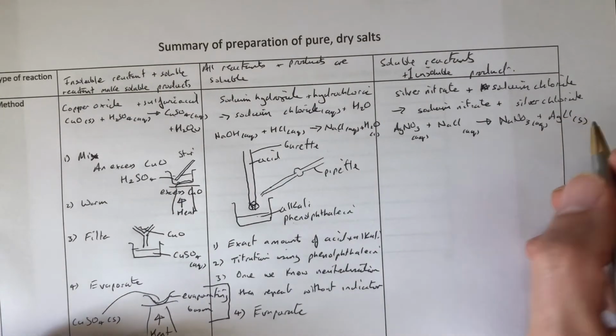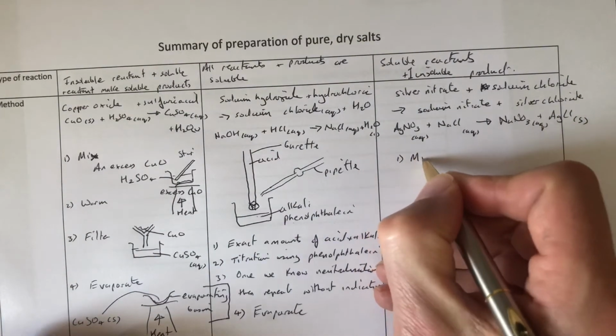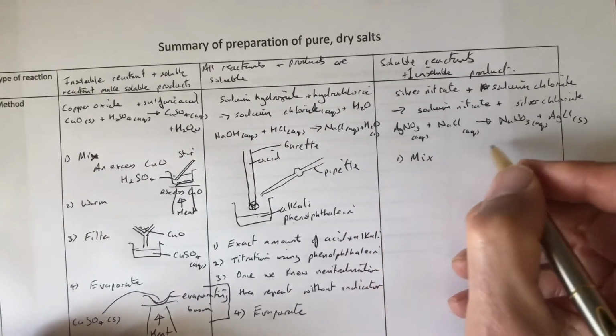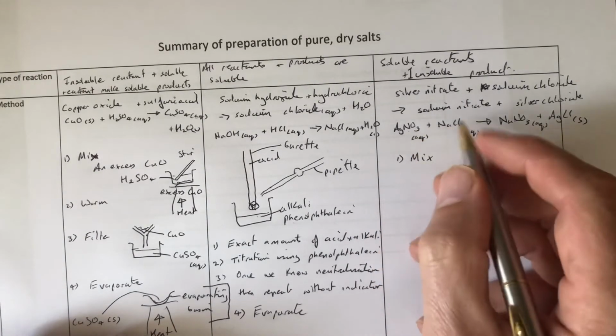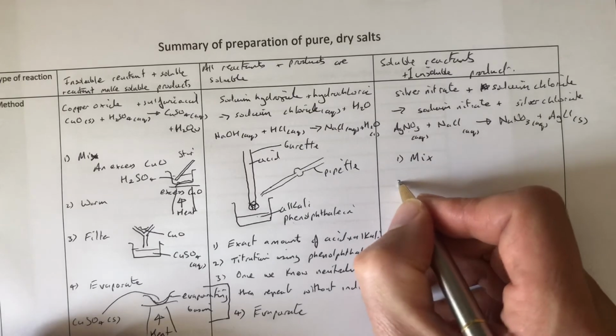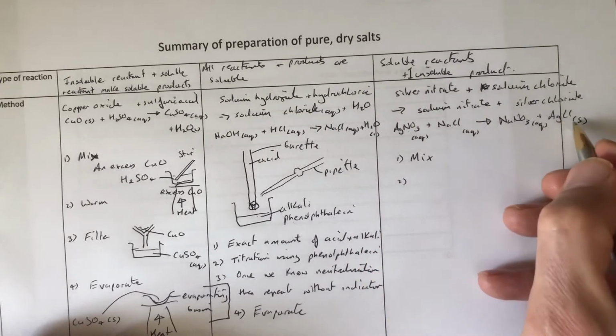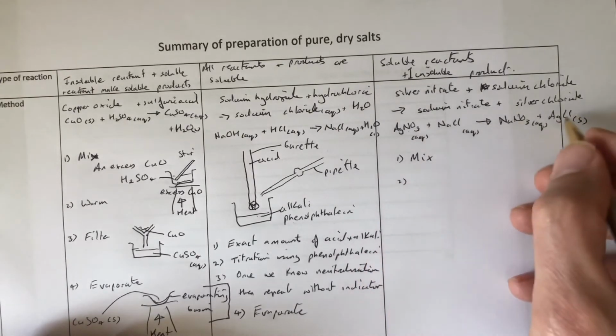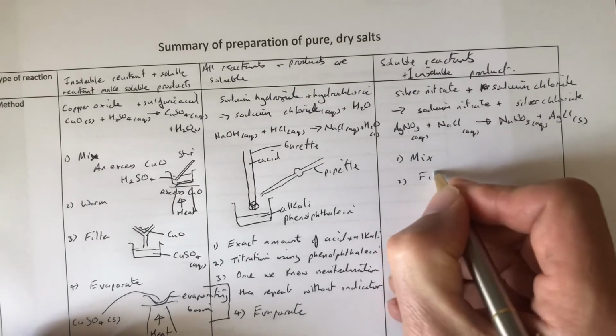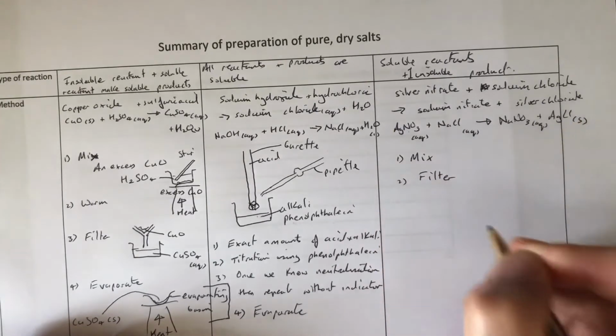Okay, so the way we do that, first off, we mix. Doesn't have to be exact quantities. Just going to mix the silver nitrate and the sodium chloride. When that happens, we're going to get a soluble product and a solid. So we want to get that solid out, so that's easy. We filter, and that gets that silver chloride out.